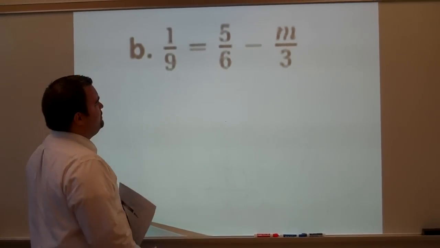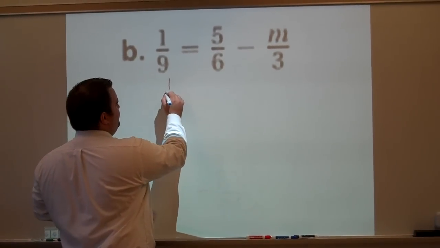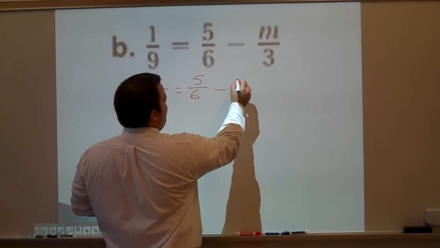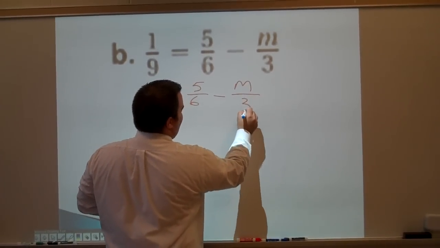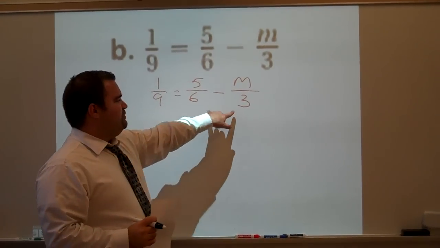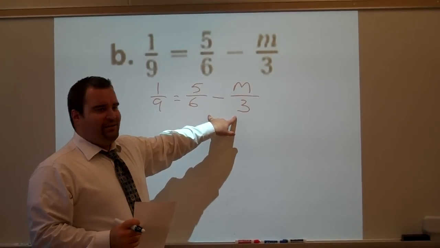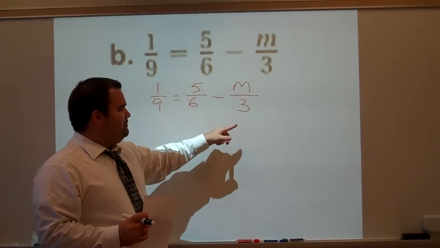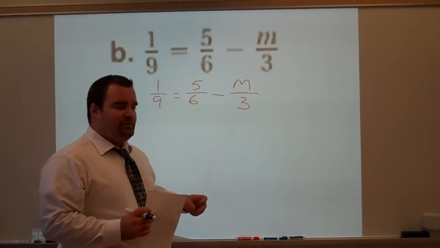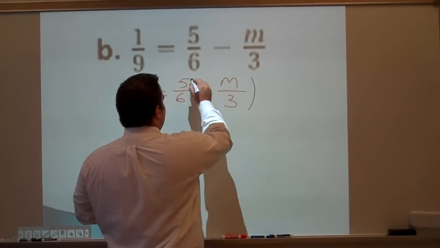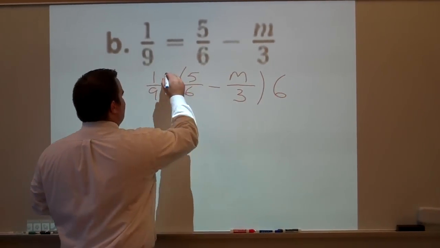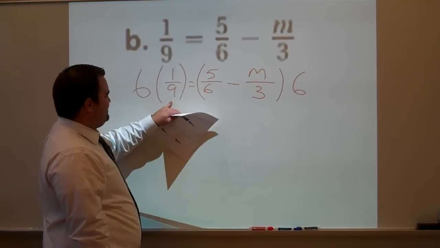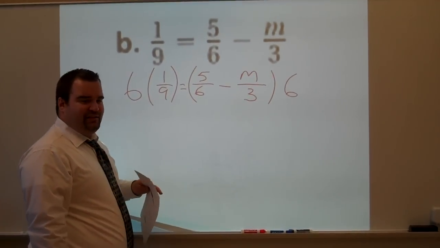Oh boy. 1/9 equals 5/6 minus something over 3. First thing I'm going to do, look at my denominators. Least common multiple is 12, 18, no, 6. It's 6. Let's multiply both sides by 6. Oh boy. 6 times a 9. Oh, these are ugly numbers.